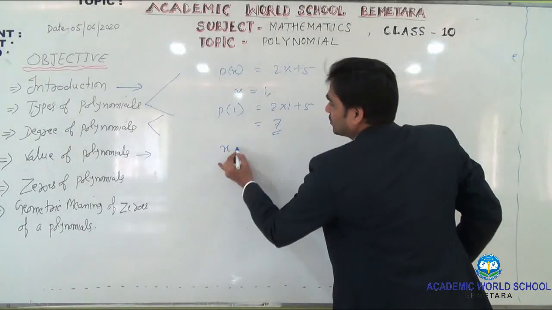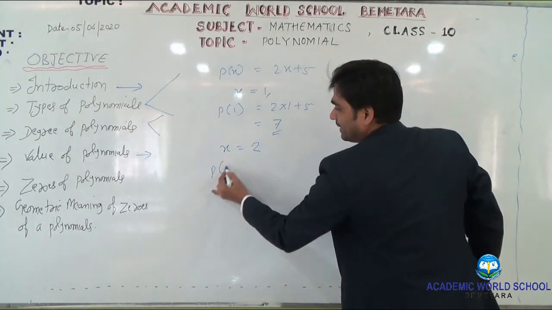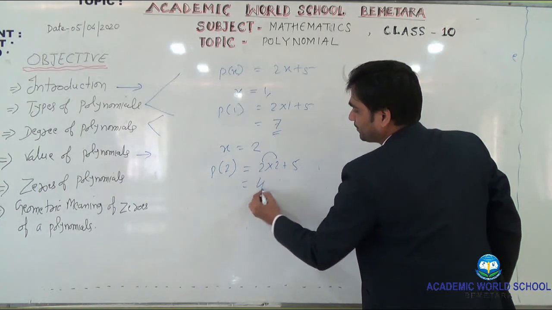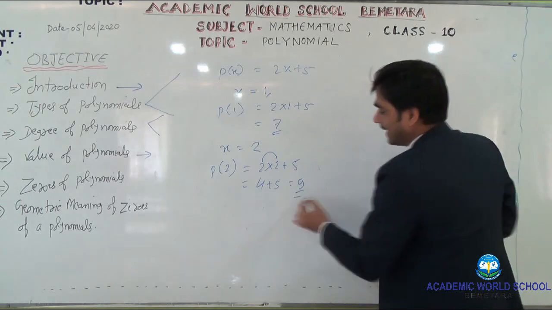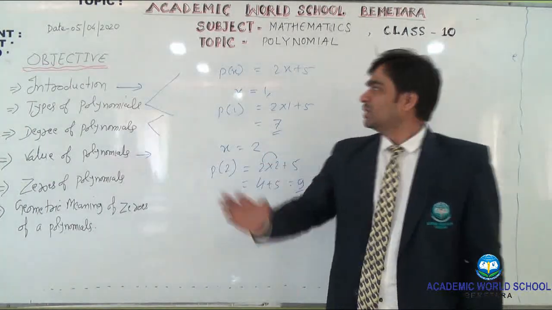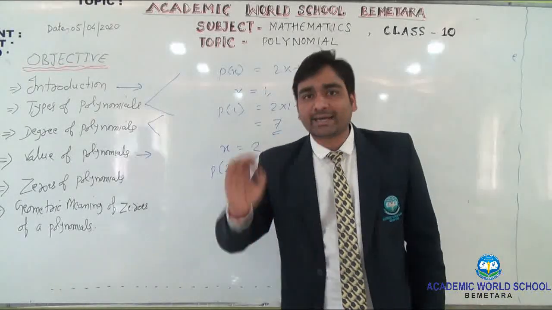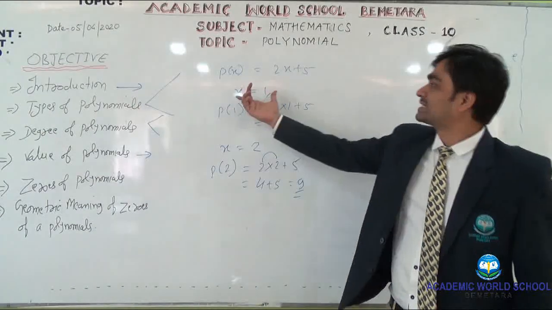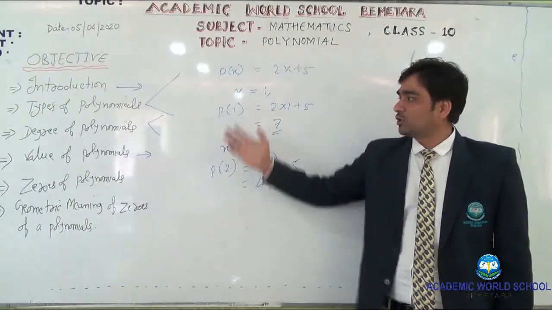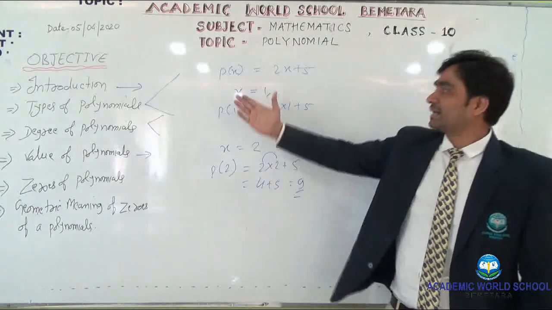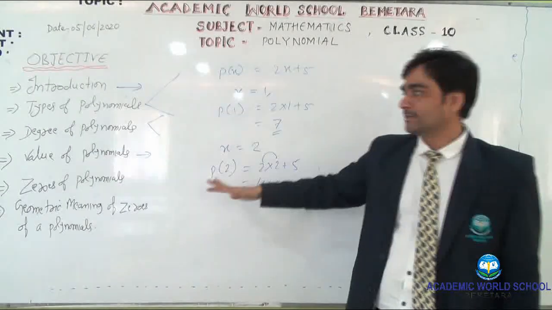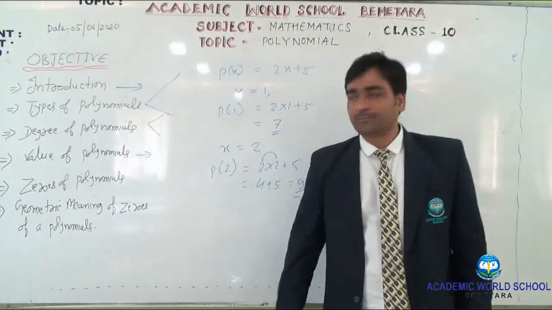Similarly, if you take x equals 2, what will happen? P(2) is equal to 2 into 2 plus 5. So 2 twos are 4, plus 5 is equal to 9. So 9 is the value of the polynomial at x equals 2. Here we can find the value of a polynomial at any point. If a point is given, it is okay; otherwise we can find the value at many points. You can take x equals -1, -2, 0, 3, 4, 5, anything. This is called the value of the polynomial.